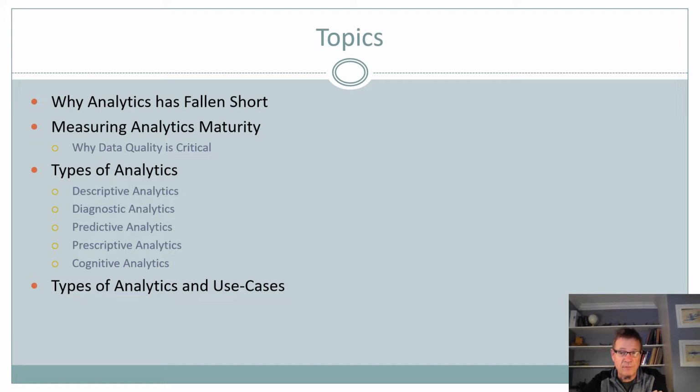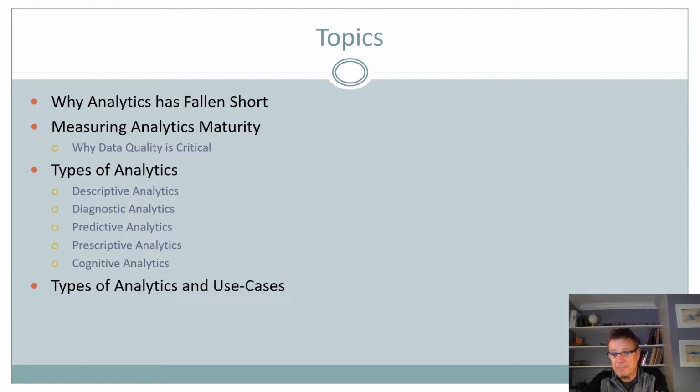First of all, I'll talk a little bit about why analytics has fallen short in many organizations in terms of how different organizations have been able to take full advantage of data and analytics. We'll talk about how you go about looking at analytics from a maturity standpoint. Is an organization really set up in a systemic and holistic way to be able to take full advantage of data and analytics and use data as a strategic asset?